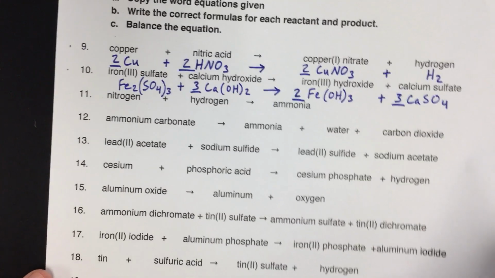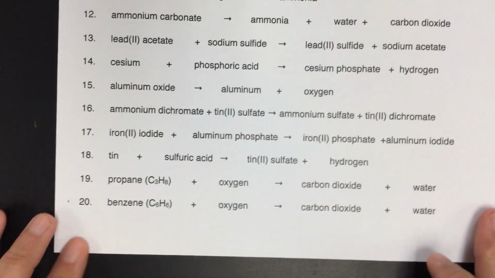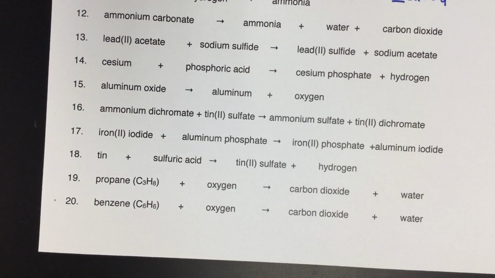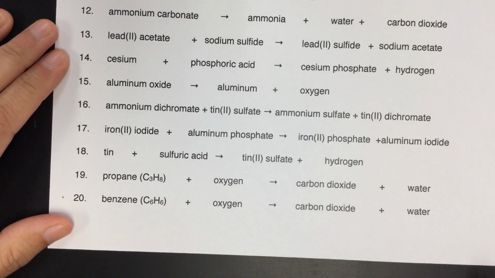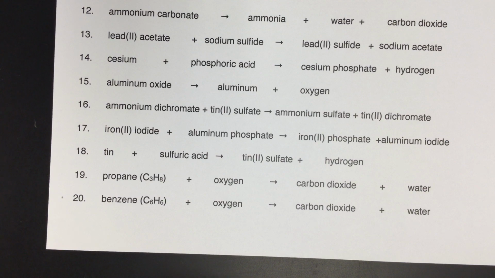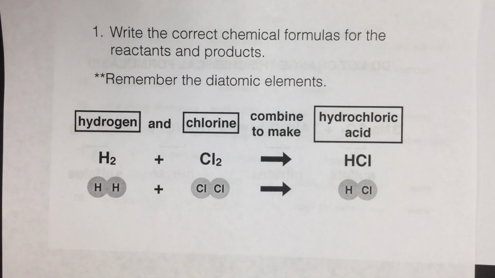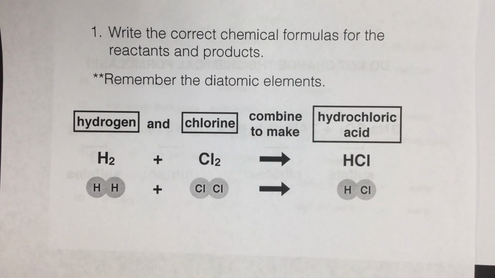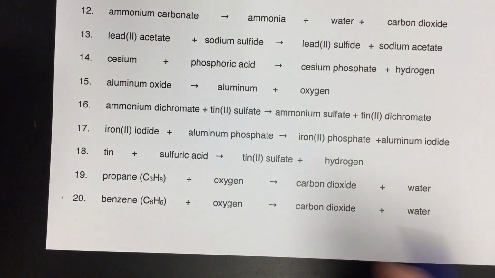One more, the very last one can be quite tricky. So number 20, benzene and oxygen goes to carbon dioxide and water. And this is kind of a special type of problem here, which we're going to use our last couple hints. So when I'm writing out the formulas, again, the first step is to make sure you have the correct formulas before you balance. This is a problem most of the time if something's not balancing.